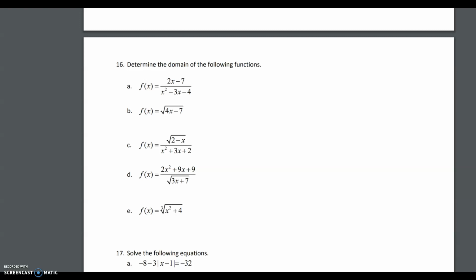You can have both, like in question 16 part D. So you have two restrictions there. 3x plus 7 cannot be equal to 0. 3x plus 7 should be greater than or equal to 0. So you need to combine them. For instance, for E, we don't have any restriction because it's a cube root function. So the domain will be negative infinity to positive infinity.